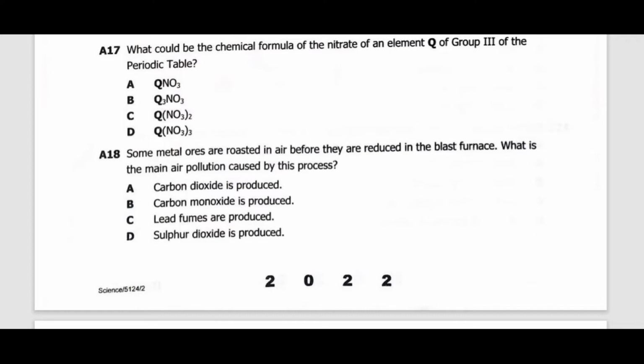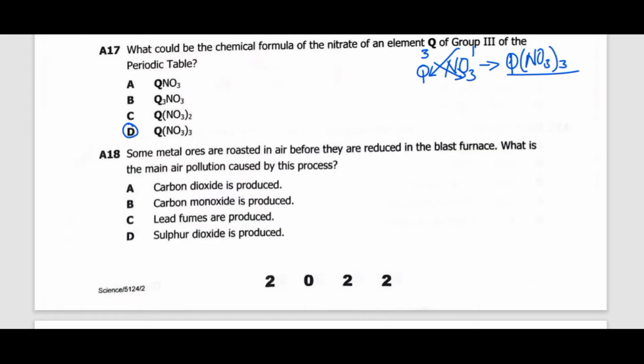What could be the chemical formula of the nitrate of an element Q of group 3 of the periodic table? So let's look at Q. So group 3 elements have the valence of 3. Then nitrate is a radical with a valence of 1. So if we cross these numbers, we are going to have this formula, Q with 1, then nitrate, since it's a radical, we need to assign the 3 outside here. So this is our chemical formula. So our answer is D.